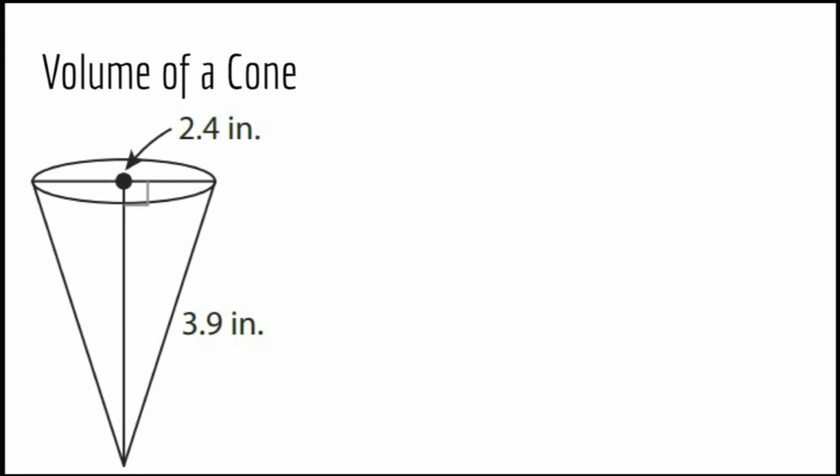Awesome. So what you probably did was first you were trying to find the area of my base, which is a circle. So we need a radius, because the area of a circle is pi r squared. So what you probably did was divide my diameter by 2, and that's going to give you a radius of 1.2 inches.